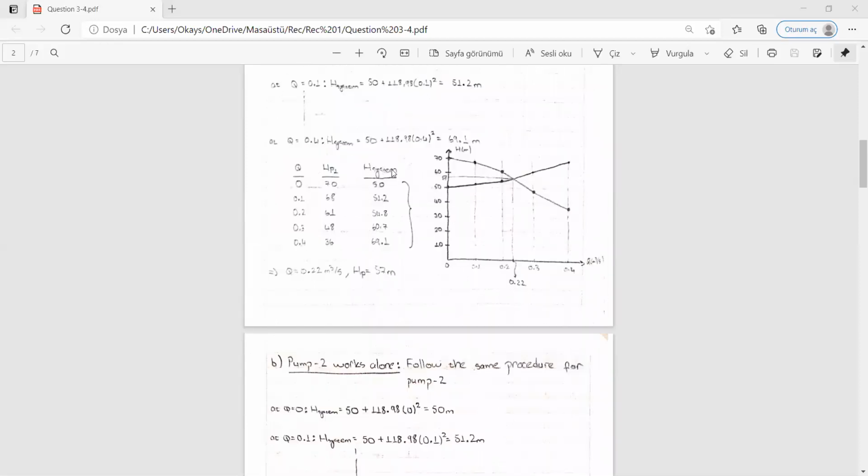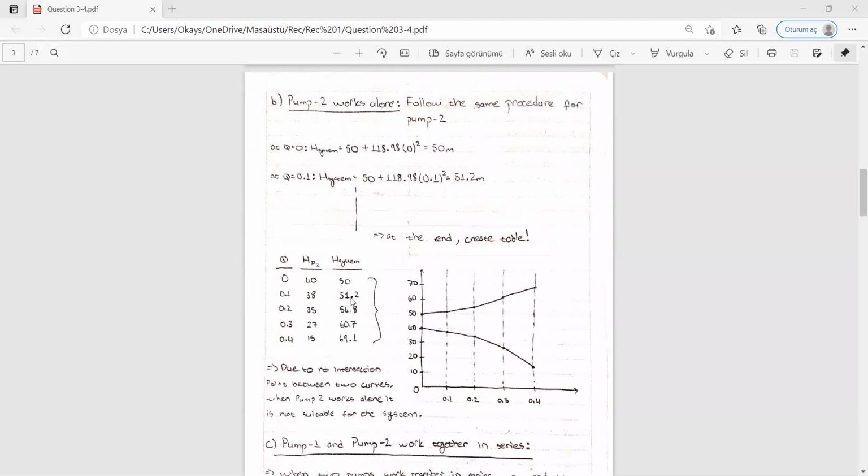What is going to change is these pump head values coming from the question. We will put pump 2 values here. This and this won't change. You can see it because we are using the same equation and we get these values from the equation that we derived, and we are using the same discharges. So again, we will put 0 and we will get 50. We will put 0.1 again, we will get 51.2.